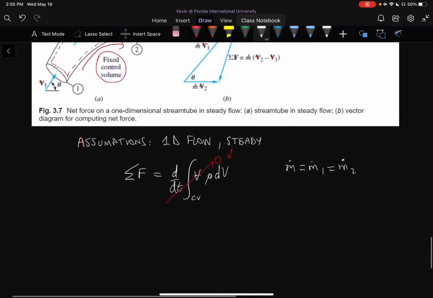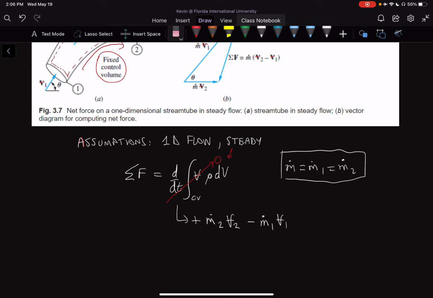Our second term in the equation is plus whatever momentum is coming out, so the momentum flux out minus the momentum flux in. And so that is plus m dot 2 out times v2 minus m dot 1 out times v1.